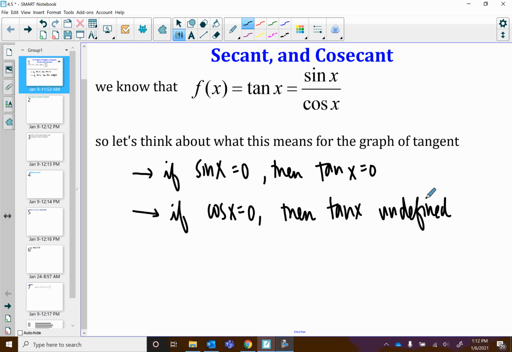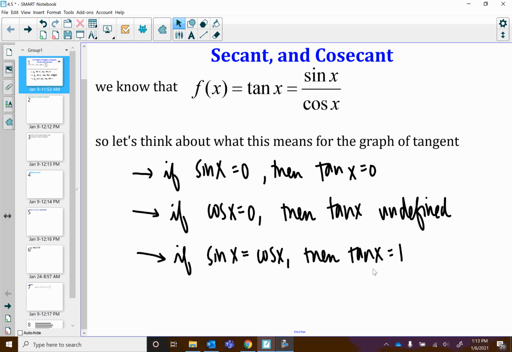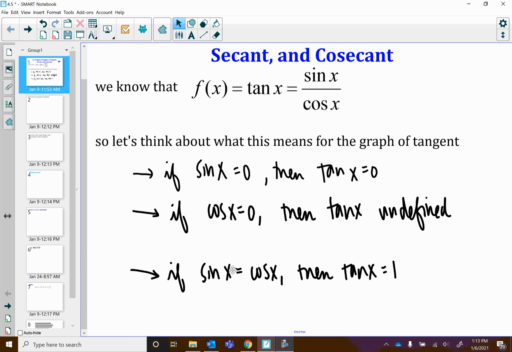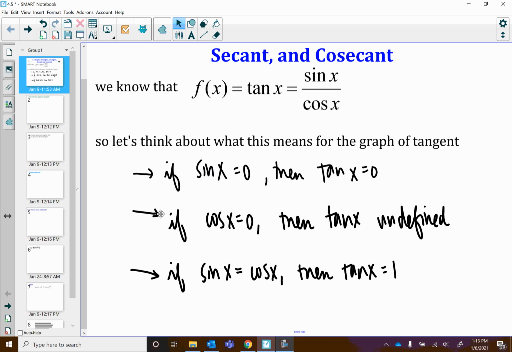What else? If sine and cosine are the same thing, if sine is equal to cosine, then tangent will be equal to 1. So these are the main three things we can know based on just the equation of tangent. Let's consider how these might play out with our function.